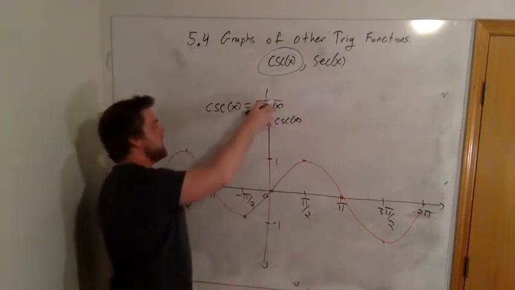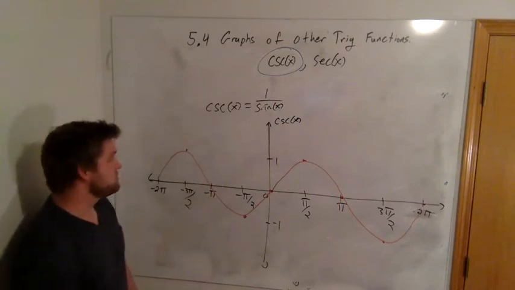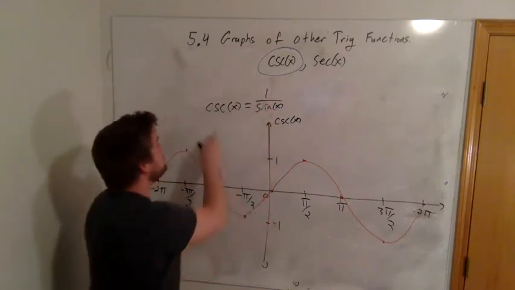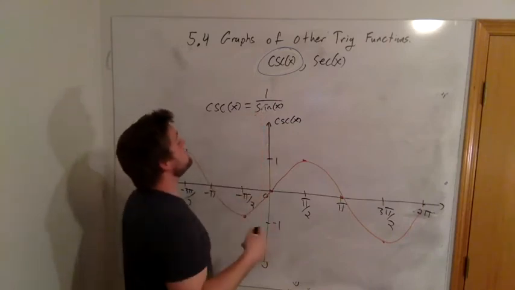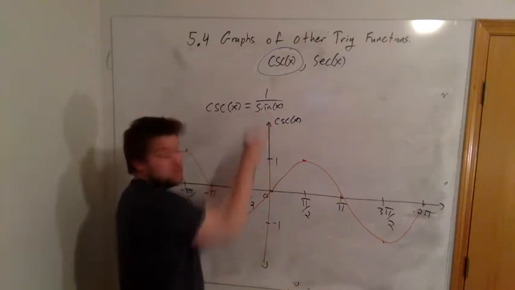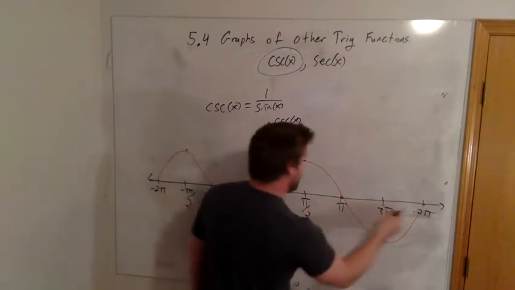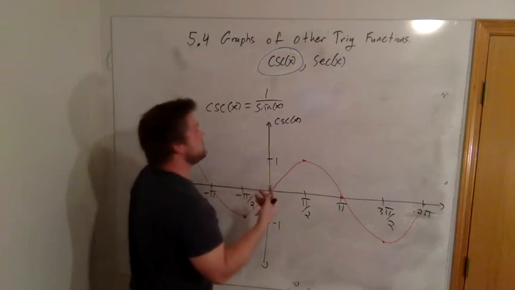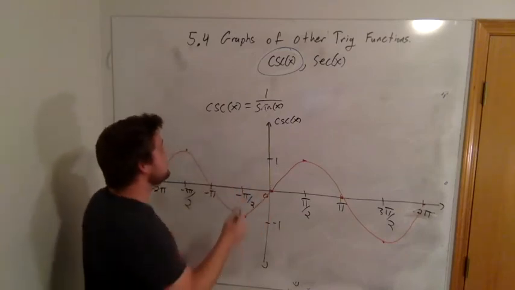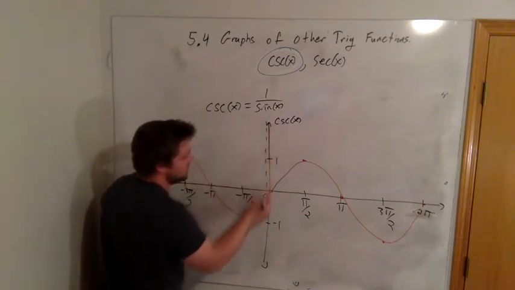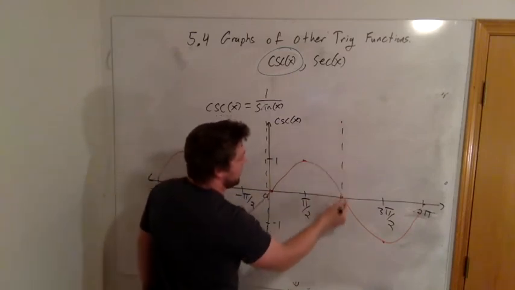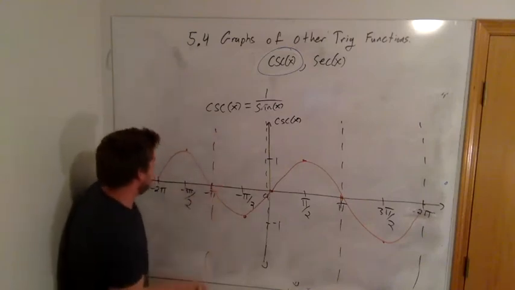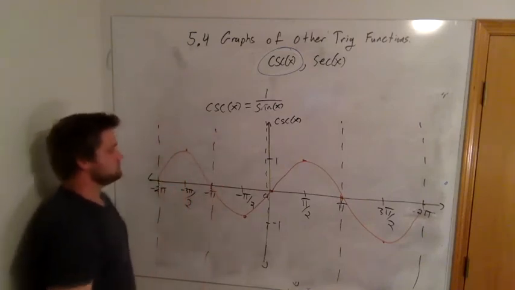Now when I'm thinking about the graph of cosecant, cosecant is 1 over sine, so I need to reciprocate all these values. Since I'm dividing by sine of x, I want to think about the locations where cosecant is undefined. Cosecant is undefined whenever sine of x is 0. So the x-intercepts of sine will turn into the vertical asymptotes of cosecant. So cosecant is going to have a vertical asymptote at 0, at pi, and at pi over 2, and also at negative pi and negative pi over 2.